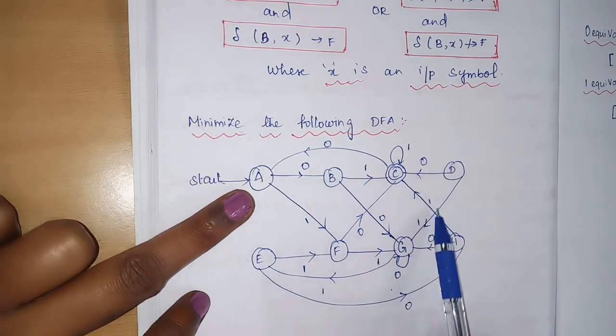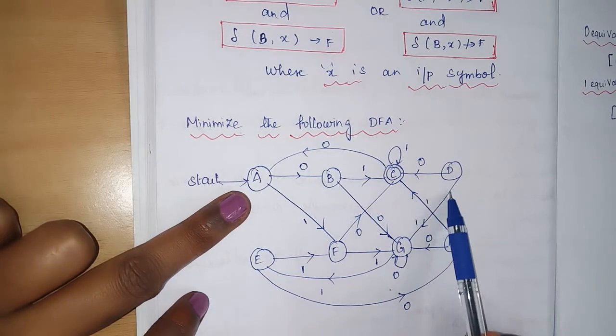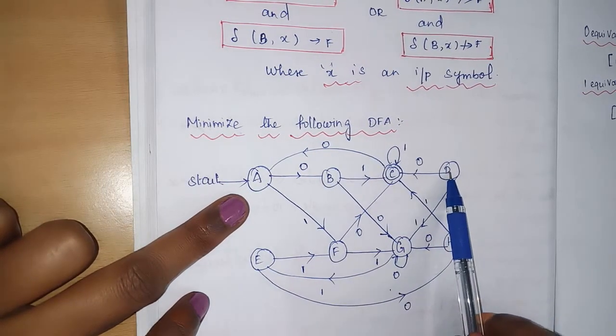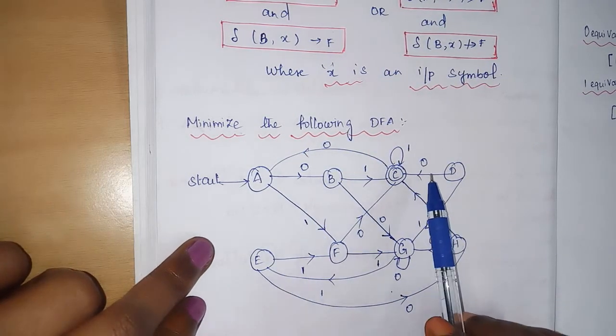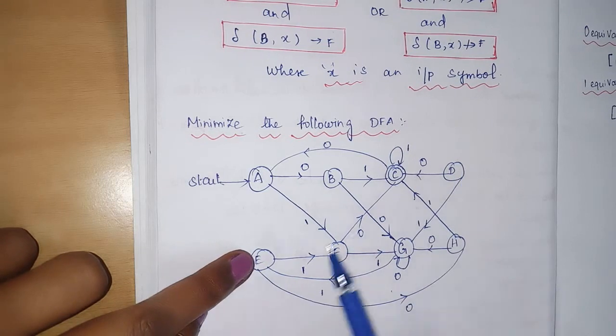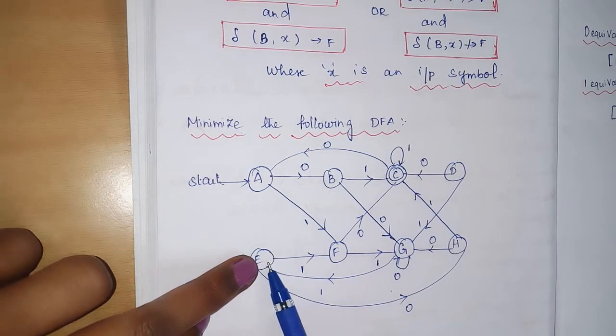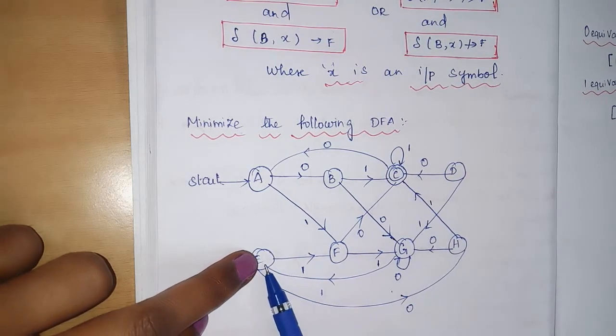In D there are no incoming edges, no incoming arrow marks, right? So D is an unreachable state. Whenever you find an unreachable state in a DFA, it should be eliminated. After that you have E. So how is E reached?